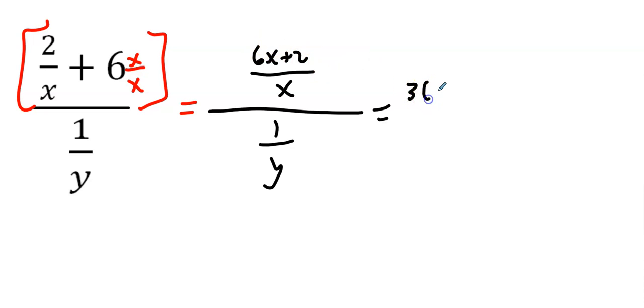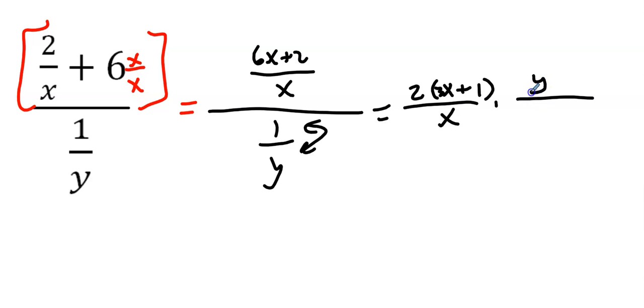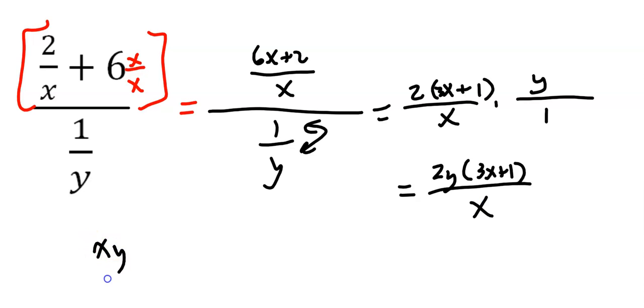It would be 3 times x plus 1. I'm sorry. Take the GCF out, which is not 3, it's 2. So it'd be 2 times 3x plus 1 over x times the reciprocal of this guy. So that's going to be y over 1. So we get 2y times 3x plus 1 over x. The other way of doing this is to multiply top and bottom by xy. That'll make all the denominators go away as well.